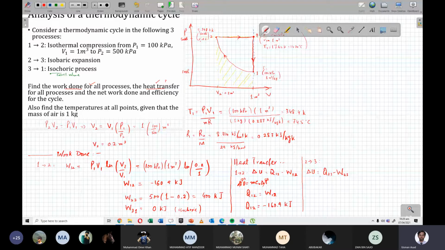Now what do we know about this process? Is there any work done? Yes, there is. Is there any change in internal energy? Yes, there is. And what do we want to find out? We want to find this heat transfer, right? So there are two ways to approach this. One is that I say Q23 is equal to delta U plus W23.